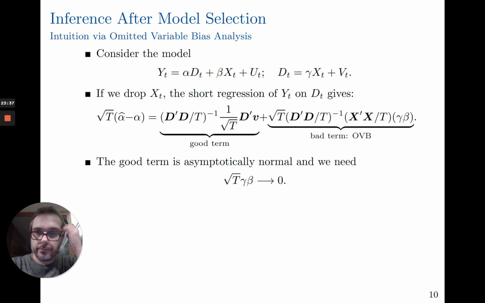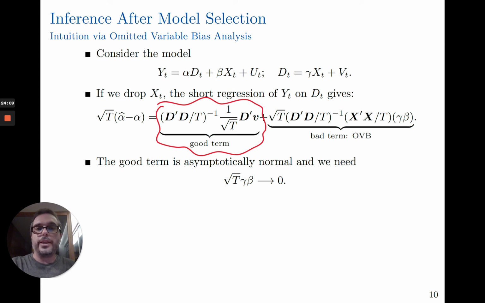Hope that's clear. So the good term is asymptotically normal. We know that because this will converge by the central limit theorem to a Gaussian random variable. So this good term here will be asymptotically Gaussian, and the bad term needs to vanish.